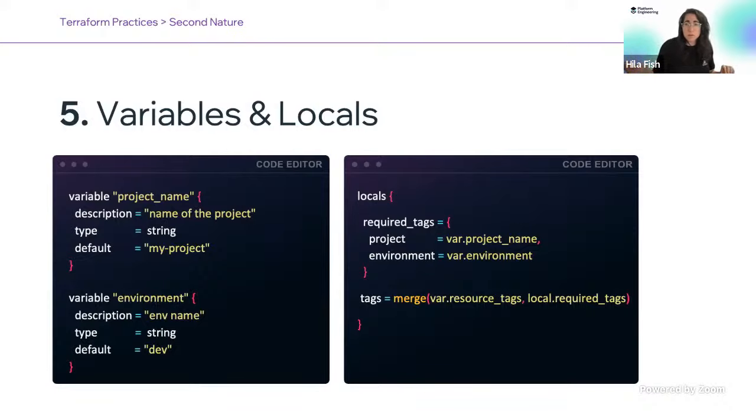So you can use locals to give a name to a result of any Terraform expression and reuse that name throughout your configuration. For example, as you can see on the slide, we can have variables for project and environment, and then we have a local that merges these variables with other required tags, and then we have a final definition of tags, and then we can reuse it throughout the module once, and that's it.